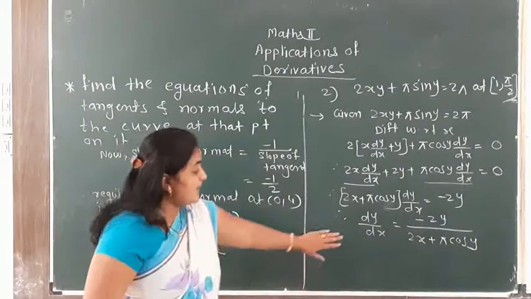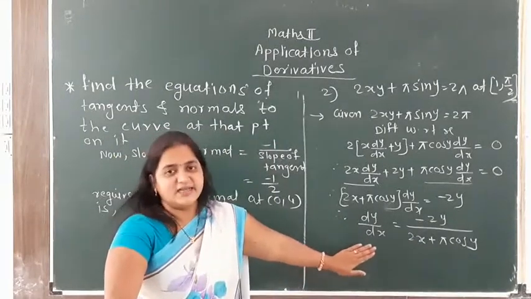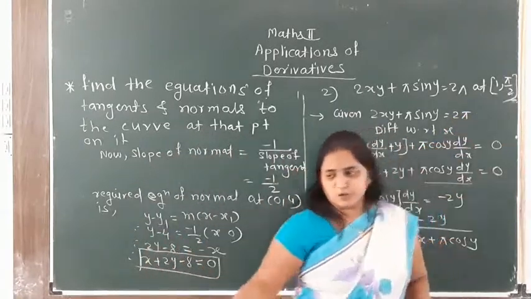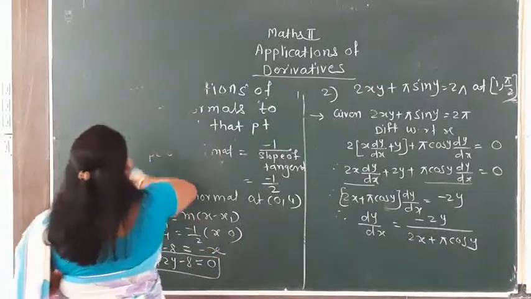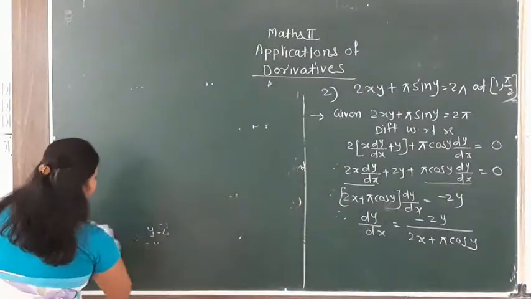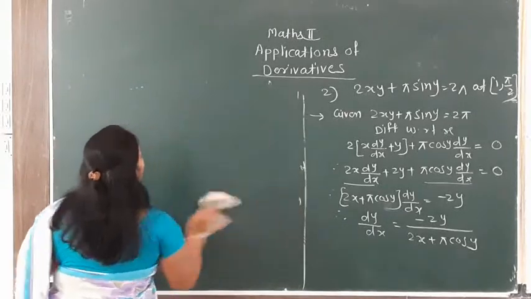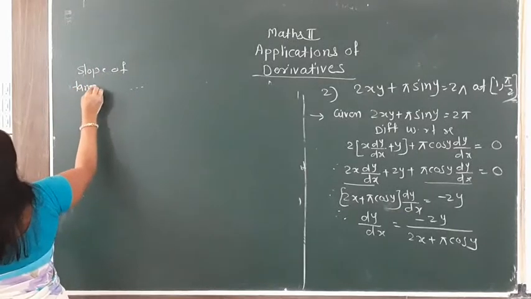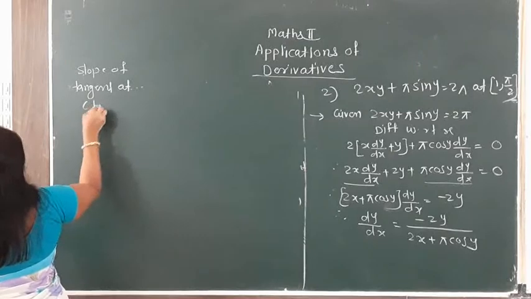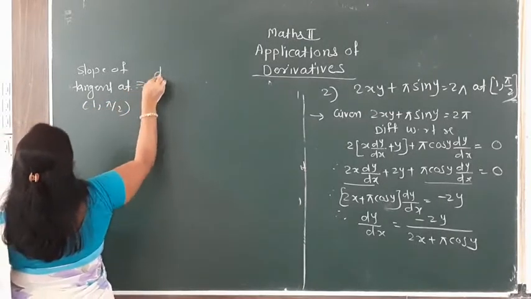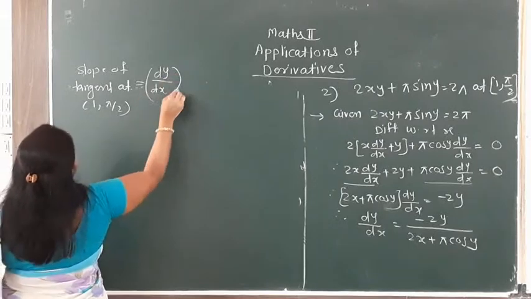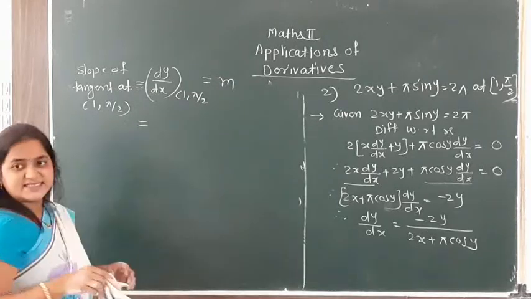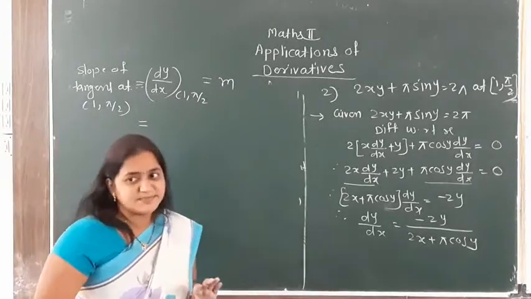Now this dy/dx is known as the slope of the tangent. So we can find the slope of the tangent at a point. Which point? (1, π/2). So the slope of the tangent at the point (1, π/2), which is m, is dy/dx at (1, π/2). So wherever x appears, replace it by 1, and wherever y appears, replace it by π/2.